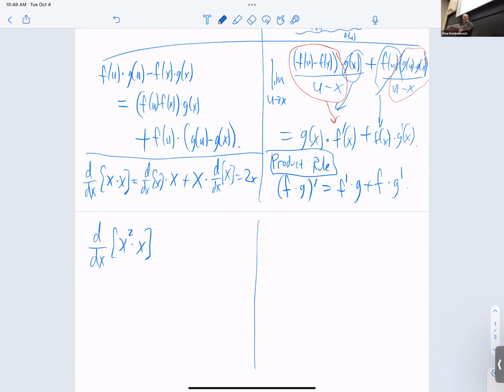So you differentiate the first thing. We already know what the derivative of x squared is. And then just multiply by the second. And then add on the value of the first thing, which is x squared, times the derivative of the second. And tell me what you get.